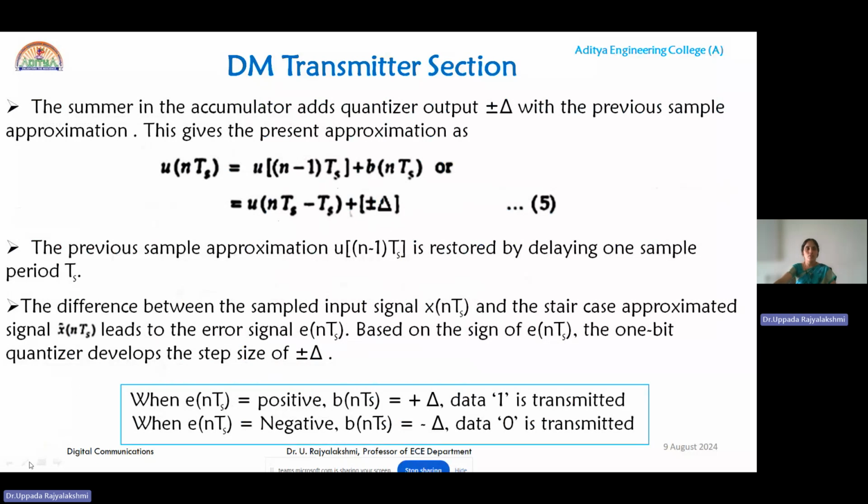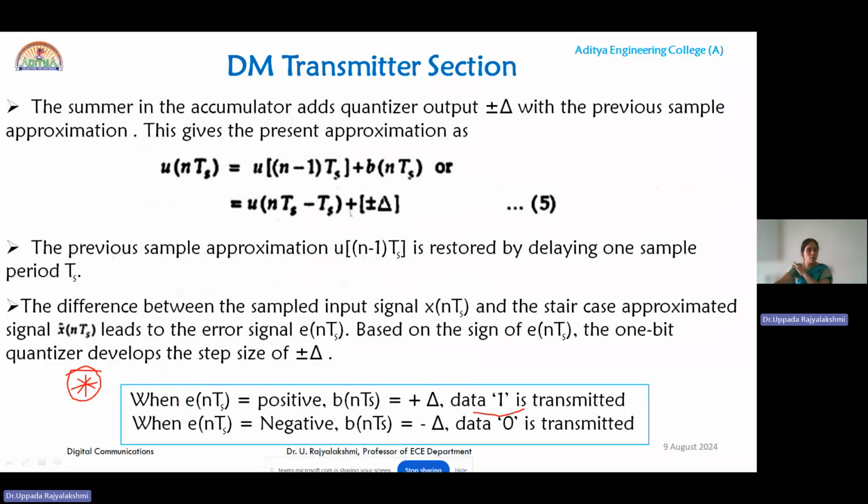So here you can observe the basic principle of a DM transmitter. We have to remember this for the examinations. When e(nTs) will be positive, when the current sample x is greater than or equal to the past sample x cap(nTs), then the error will be positive. When the error is positive, the 1-bit quantizer raises by plus delta. At that instant, data bit 1 will be transmitted.